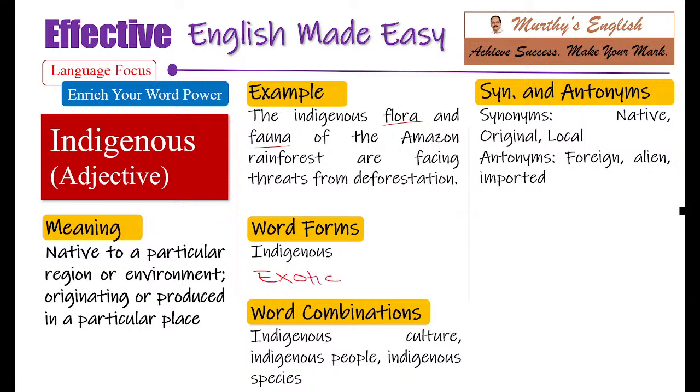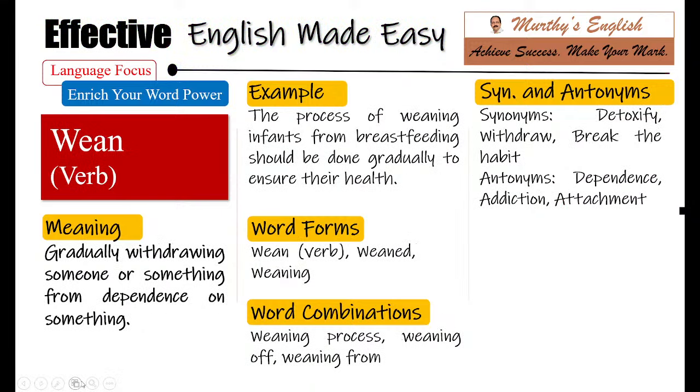I appreciate the way you guys are responding. Exotic, one meaning, foreign. Exotic locales, exotic locations. Another meaning, exotic, means something unusual. Exotic flora, exotic fauna. Synonyms, native, original, local. Antonyms, foreign, alien, imported. Here you should also think of one particular word, aboriginals. The native people, especially if you take the Australian country or continent, the native people of that particular area are known as aboriginals, an important word.